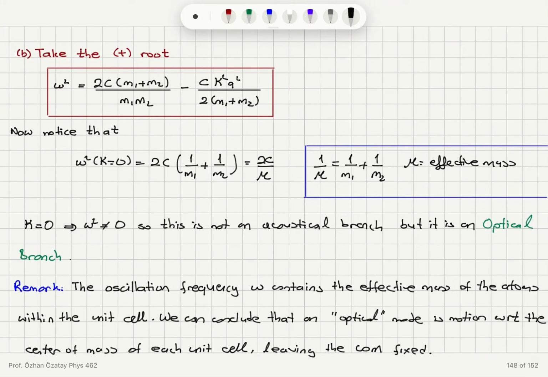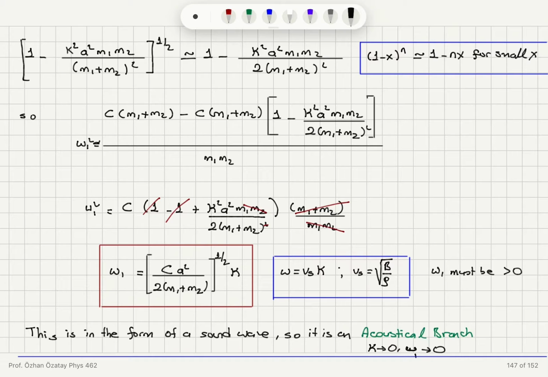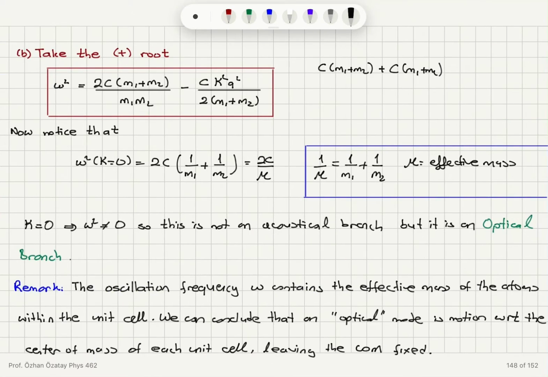So let's see what I did here. So I have c(m1 + m2), then I have plus c(m1 + m2). So instead of the minus sign here, I have the plus, 1 minus k² a², and then I have m1 m2 divided by 2(m1 + m2) squared, and this divided by m1 m2. So that's what I had.